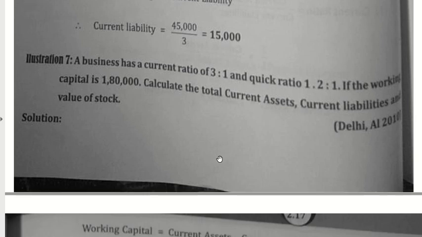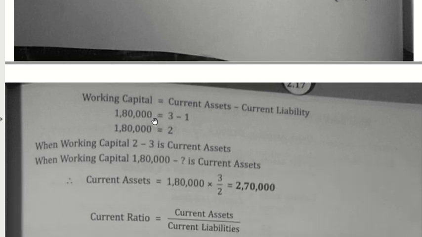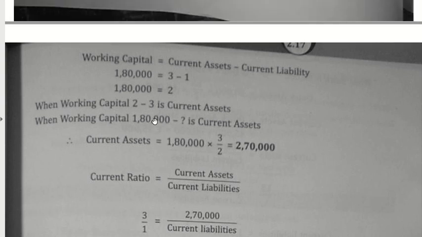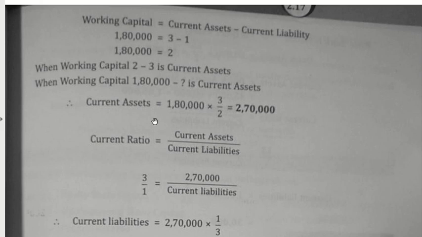So your next question, a business has a current ratio of 3:1 and quick ratio of 1.2:1. The working capital is 1,80,000. Calculate the total current assets, current liabilities and value of stock. Okay. So in this question also, what have they given? The current ratio they have given, the quick ratio they have given, the working capital they have given. They are telling us to find out current assets, current liabilities and stock. The same method we will follow.